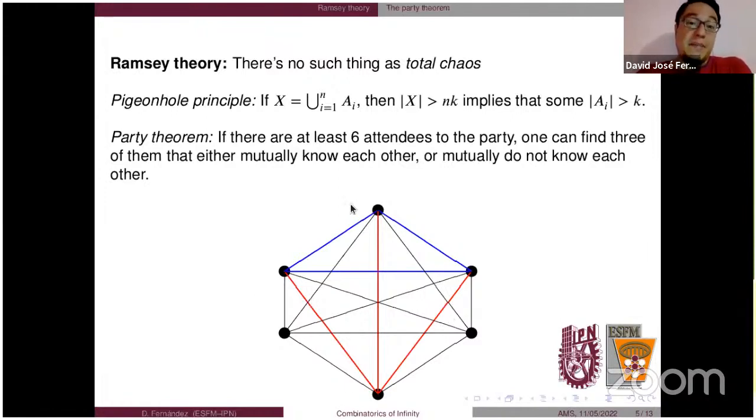And it shows this quality. So in this case, the magical number is 6. You define chaos as not having monochromatic triangles. And the theorem says, if your graph has 6 or more vertices, if it's large enough, then you can't have that total chaos. You're eventually going to have to find some order, namely a monochromatic triangle.